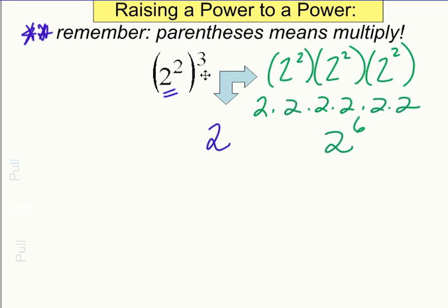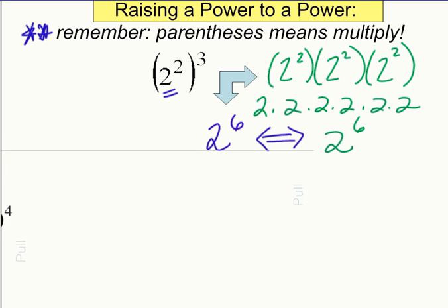Remember, parentheses means to multiply. You can see there's parentheses between the 2 and the 3. Those exponents. It's like taking the exponent and raising it again to another exponent. And 2 times 3 is 6. And we can see that these are exactly the same. So if we remember that rule, that will really help.